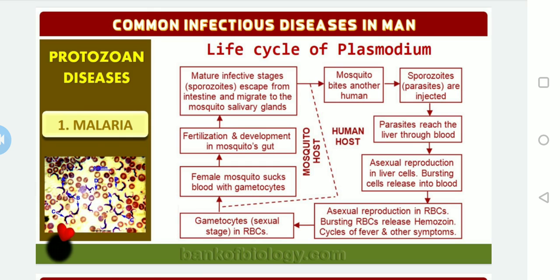Remember, there are two hosts. The malarial parasite, the Plasmodium, requires two hosts, a human and the Anopheles mosquito, to complete its life cycle. So this is exactly the life cycle of the malarial parasite, which undergoes different stages and may cause damage to the host cells, as well as causing malaria in human beings.